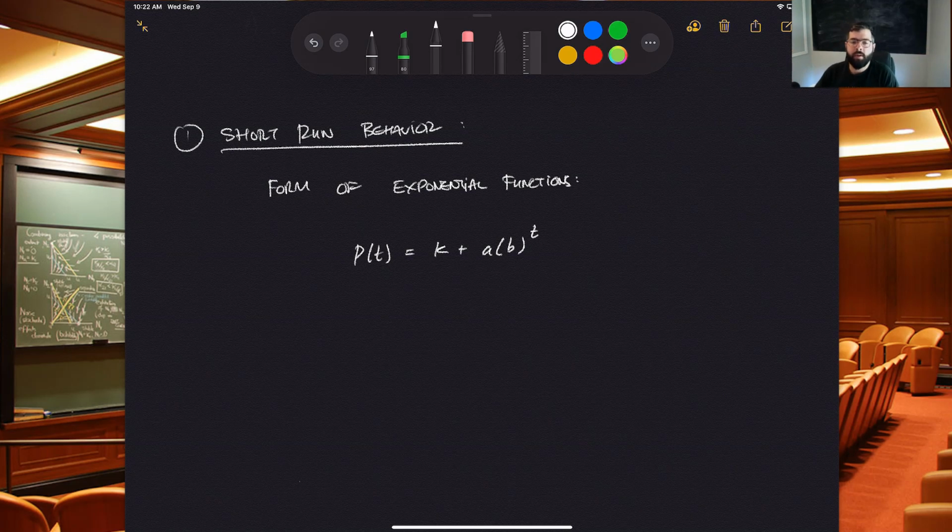So for the short run, let's remember what the form of exponential functions are. They're usually a times b to the t, or here I'm introducing this k, which represents the vertical shift. So they're all going to be basically of this form or be able to be written in this form from a different form. So how many times can you say form in 10 seconds? So what each of these parts are, right?